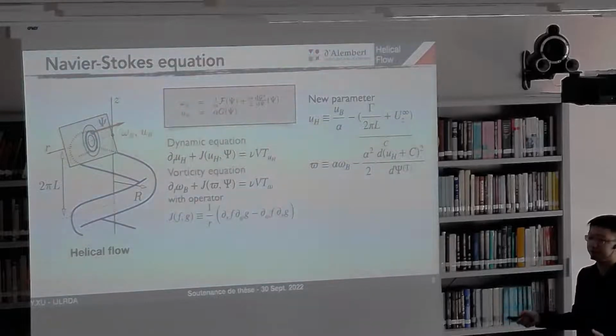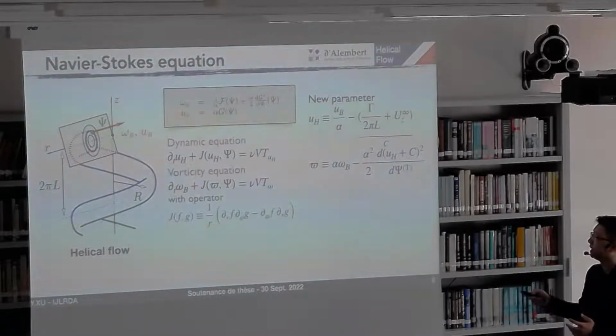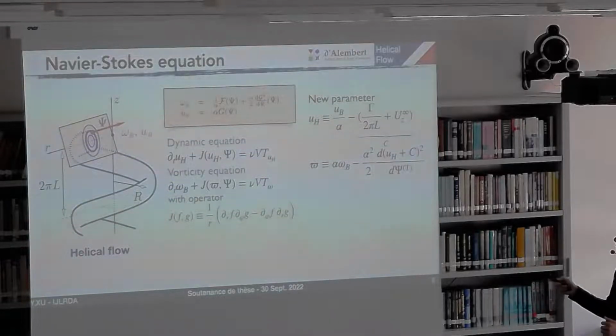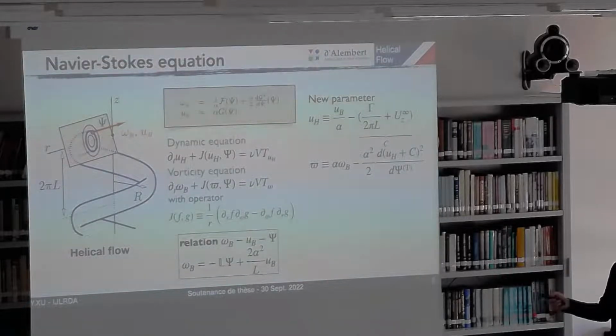We use direct numerical simulation to solve the problems. We write the dynamic equation and the vorticity equation in such a form with two new parameters, where the UH is related to the actual velocity, and the bar omega is related to the actual vorticity and the velocity. The G function is defined as below. With some mathematical calculation, we can obtain a relation between the vorticity, velocity, and the stream function, where L here is a linear operator.